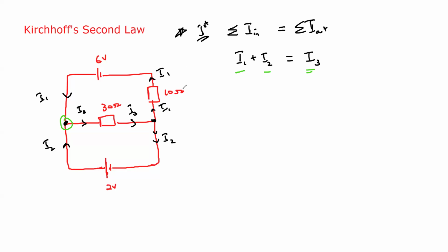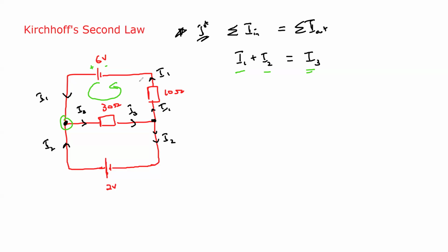Now we can take multiple loops. For example, if we take the upper loop, like if we take this loop, this is a positive terminal and a negative terminal. So what is the direction of the flow? The direction of the flow should be like this, because conventional current always moves from positive to negative. So this is the direction.